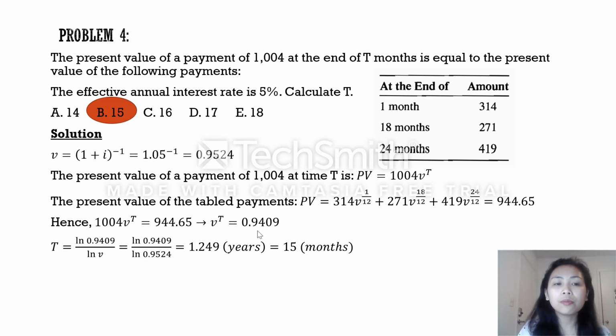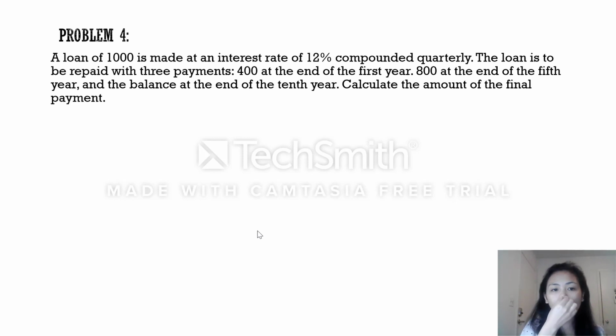So that is problem number 4. Now we are going to problem number 5. A loan of 1,000 is made at an interest rate of 12% compounded quarterly. So pay attention here. The question gives you a nominal interest rate, not an effective rate, and the loan needs to be repaid with 3 payments: $400 at the end of the first year, $800 at the end of the 5th year, and the balance at the end of the 10th year.